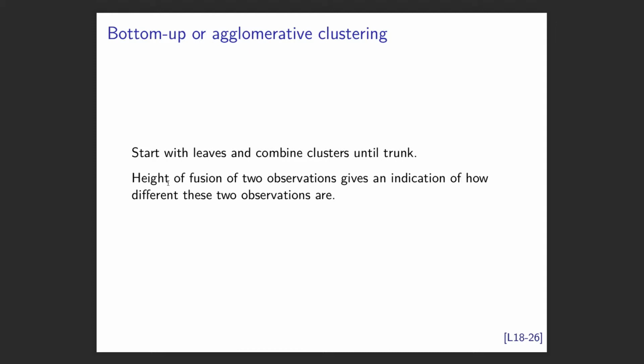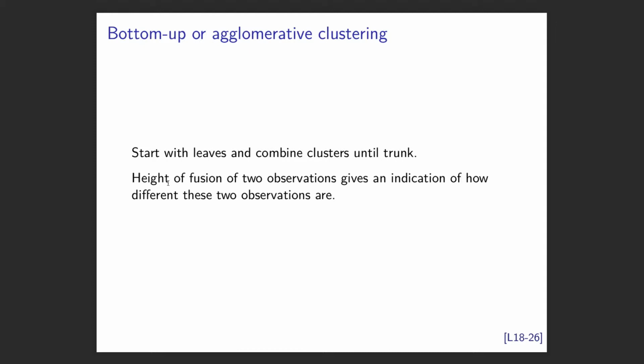So how does it work? Well, there are different ways of doing it, but the one we're going to look at is called bottom-up, or agglomerative clustering. So you start with all your observations, and you find the two observations that are closest together, and you join them. And then you keep doing that.